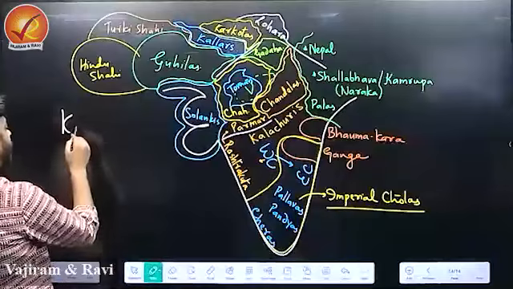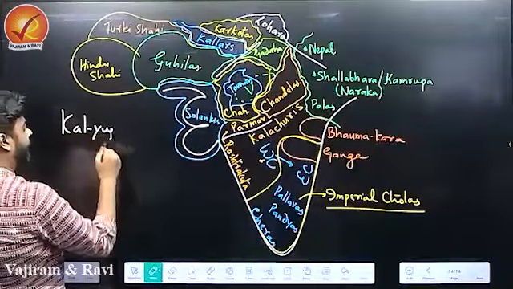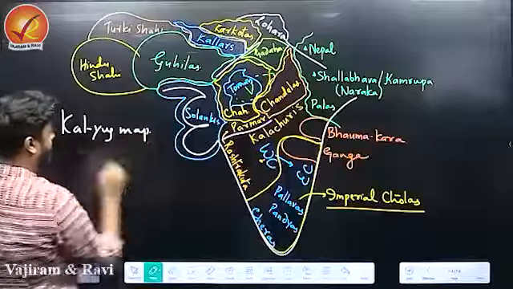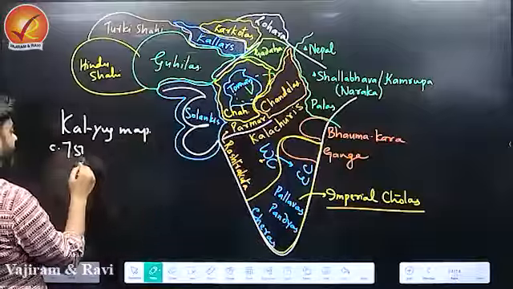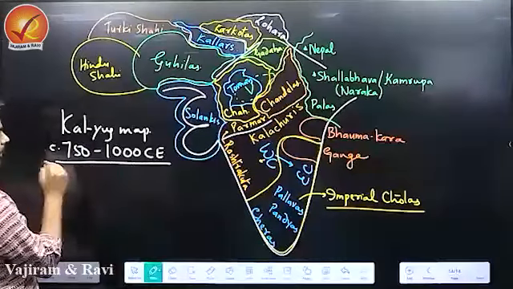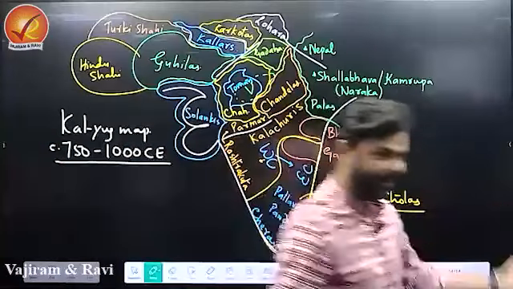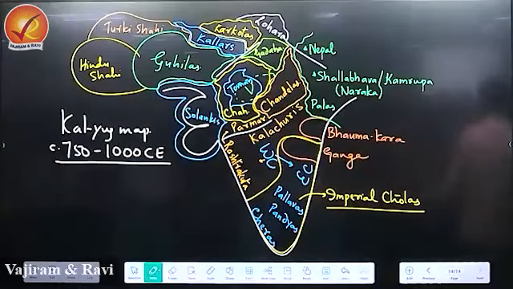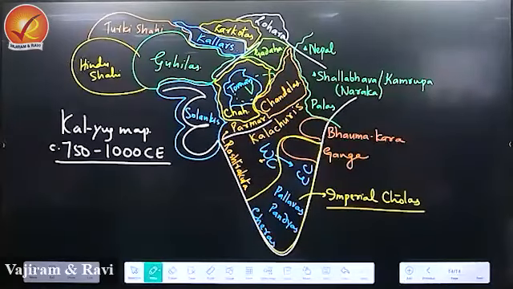This is the Kalyug map of India. Circa 750 to 1000 CE. Early medieval is over. Now take photos, go home and make it. This is your India. Akhand Bharat. Done? Should we stop?